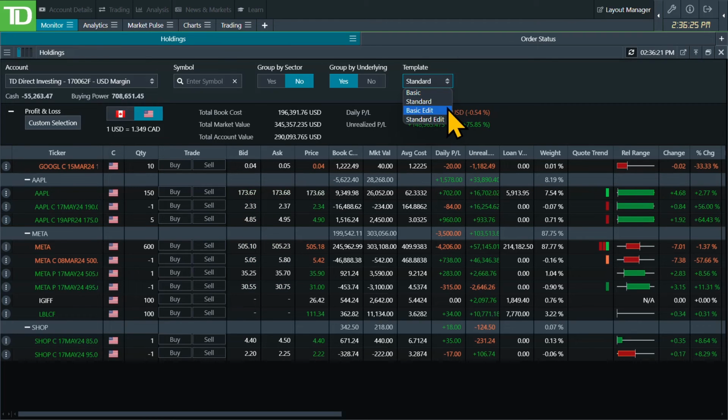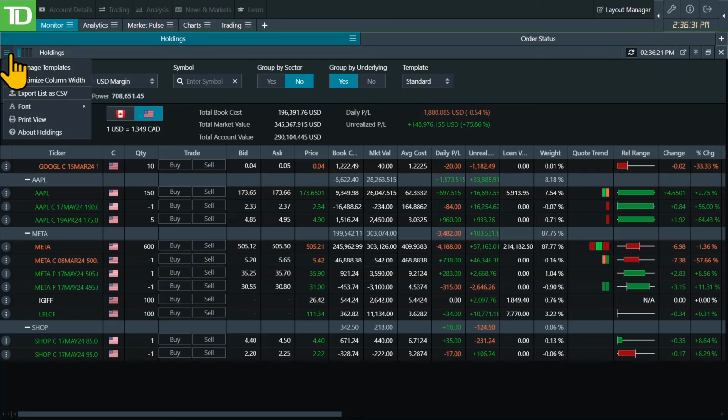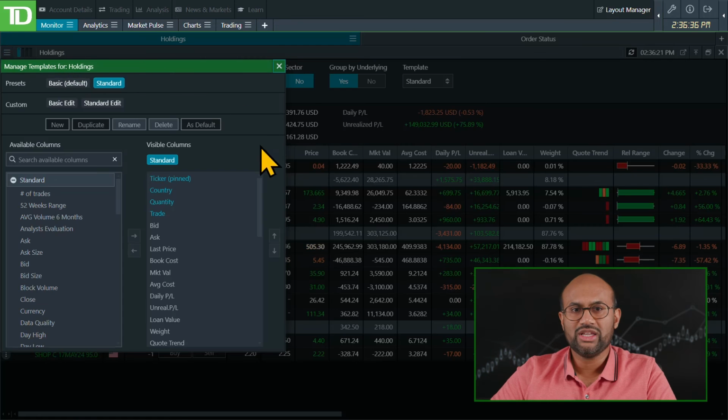And then there's also ones that we've created. And we'll show you how to manage just as a quick example. You'll come back on this menu up here where you see manage templates. You can click on this over here and you can create your own one. You can see we created and we did a duplicate of the basic and standard over here.